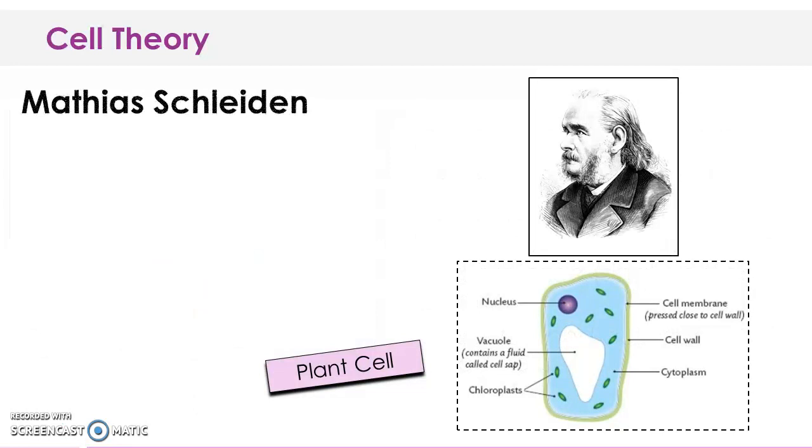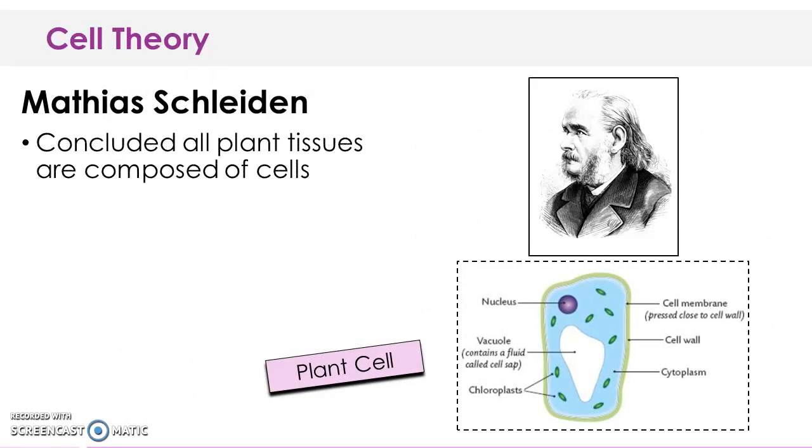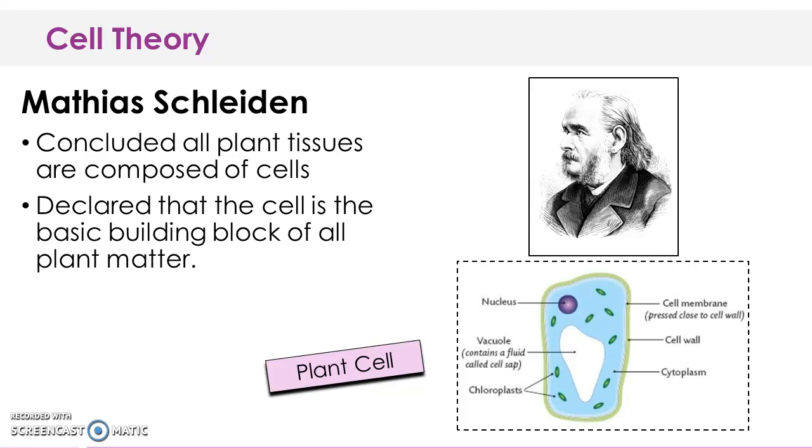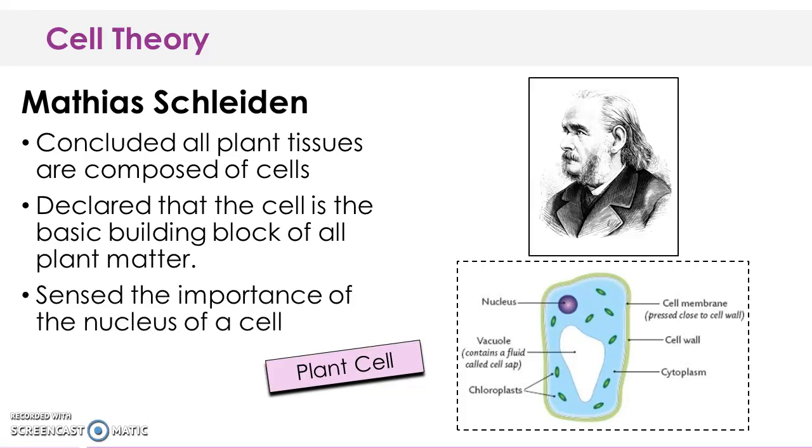After Anton von Leeuwenhoek's discoveries, a scientist by the name of Matthias Schleiden, who was from Germany, decided to study plant cells. He concluded that all plant tissues are composed of cells and declared that the cell is the basic building block of all plant matter. During his studies, he got a sense that the nucleus was very important. By studying all the different plant cells, he kept seeing the nucleus. He saw it was a very distinct structure, and so he knew it must have some kind of value. He studied all of this in 1838, a few centuries after Robert Hooke's discovery and Anton von Leeuwenhoek's discoveries.